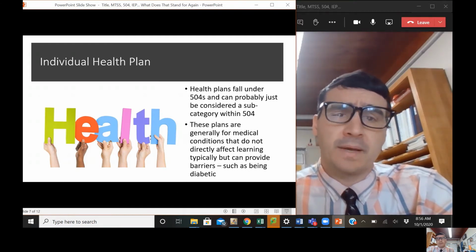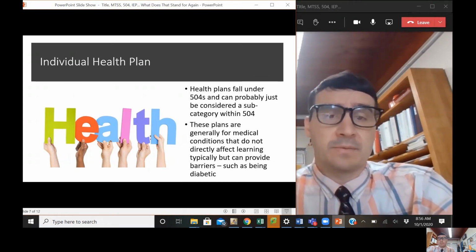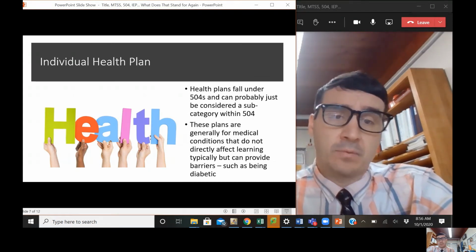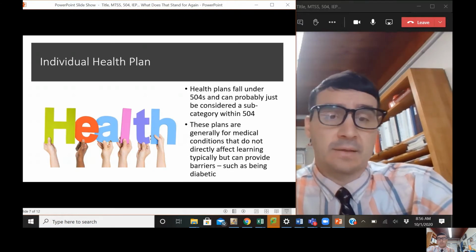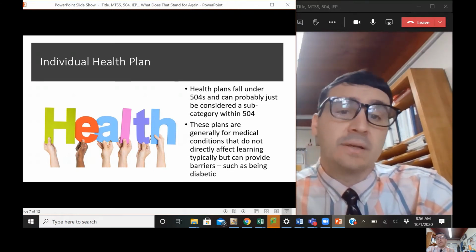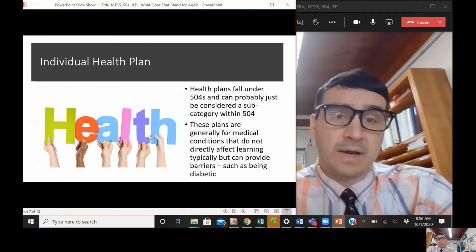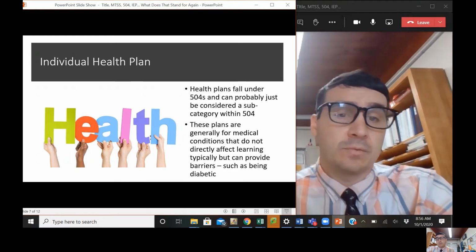The other thing about a health plan is you might get input from a doctor or a nurse or have somebody like that on your team when you update it. So they provide a little bit of input. I do recommend that if it's a more serious health condition, that you see if parents would sign off on having some input from the doctor, maybe even being a part of the meeting when you write it up.